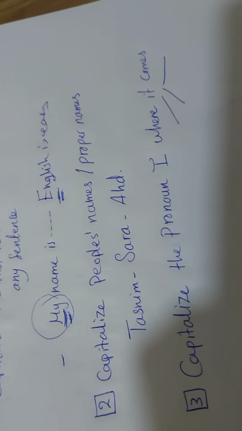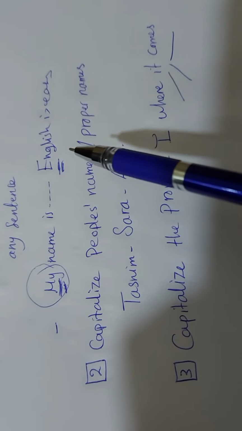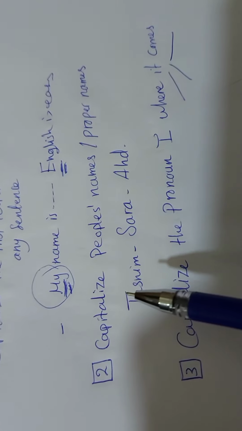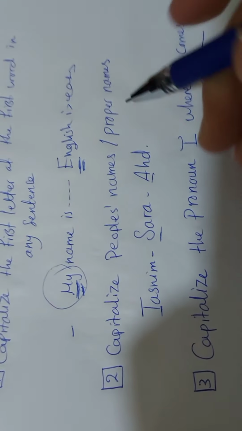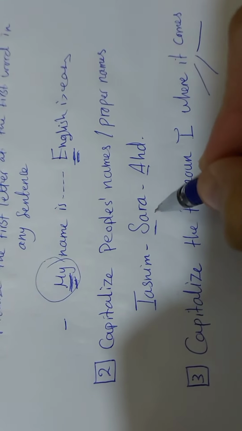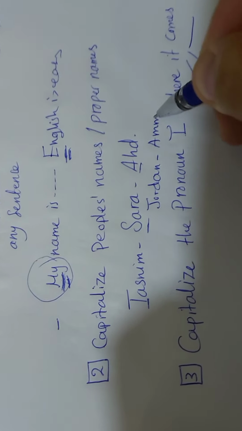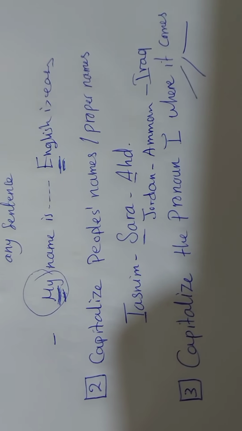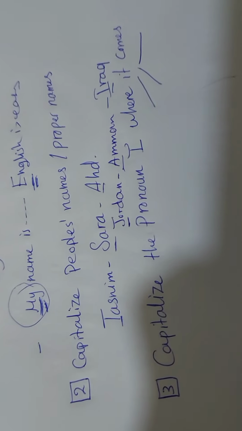Then rule number 2 tells me I have to capitalize the person's or people's names and the proper names as well. What does it mean, people's name? Just like my name, Tasneem, as you see here, I capitalize it. Sarah, I capitalize it. Ahd, I capitalize it. As for the proper names, just like when we come to say Jordan is one of the proper names, Amman is one of the proper names, let's say Iraq is one of the proper names. So when I come to write or to use one of these, I must capitalize them as you see.